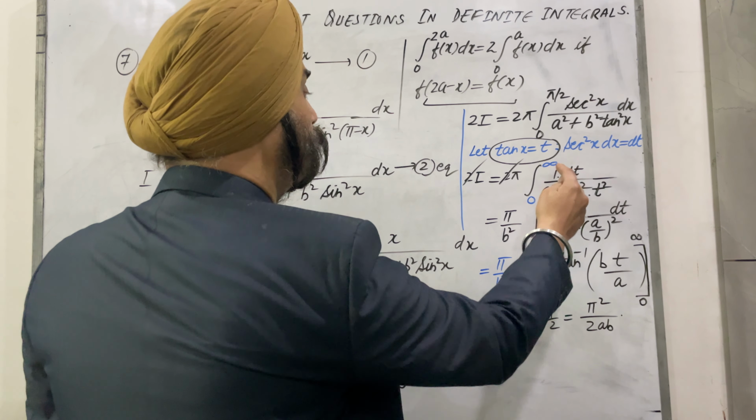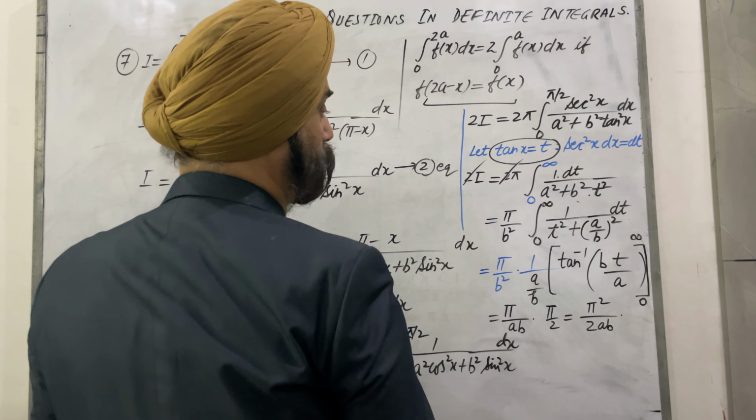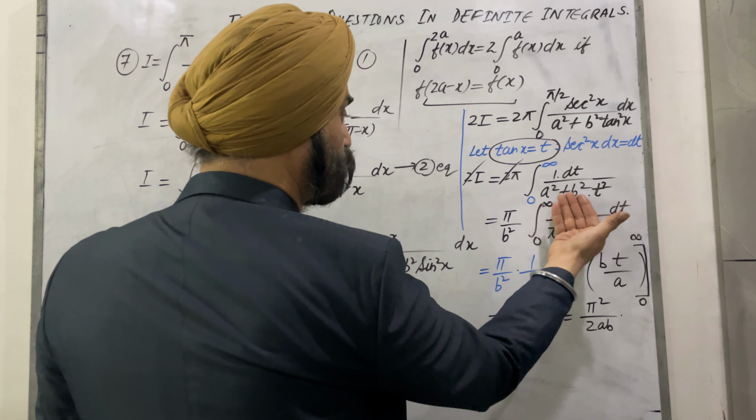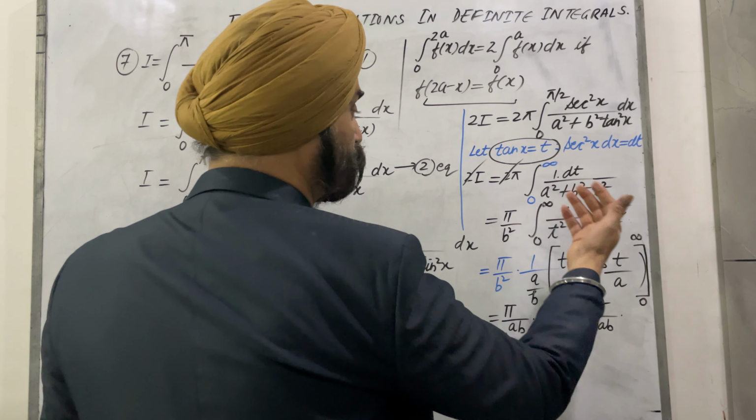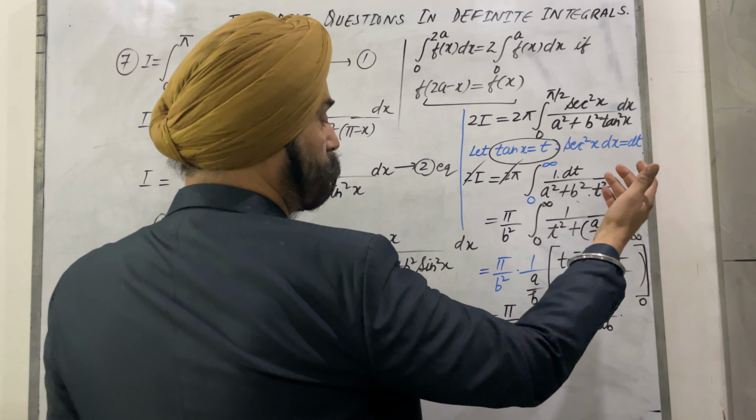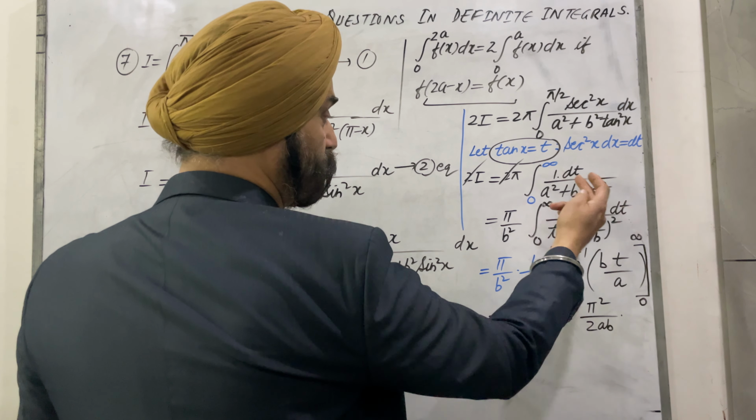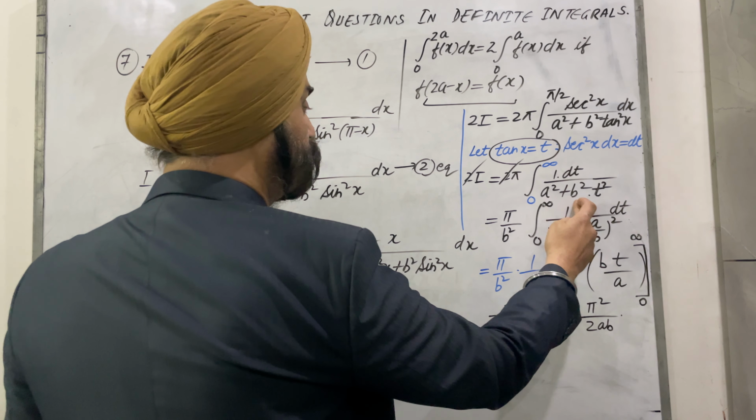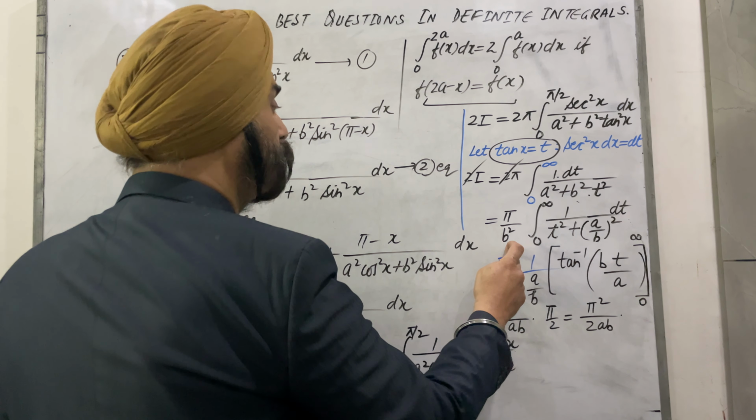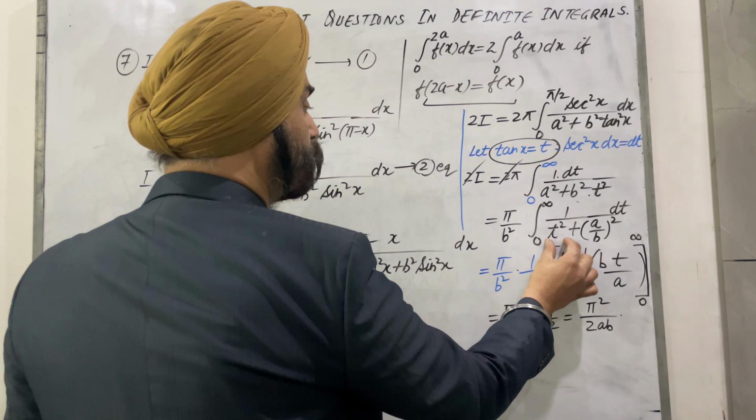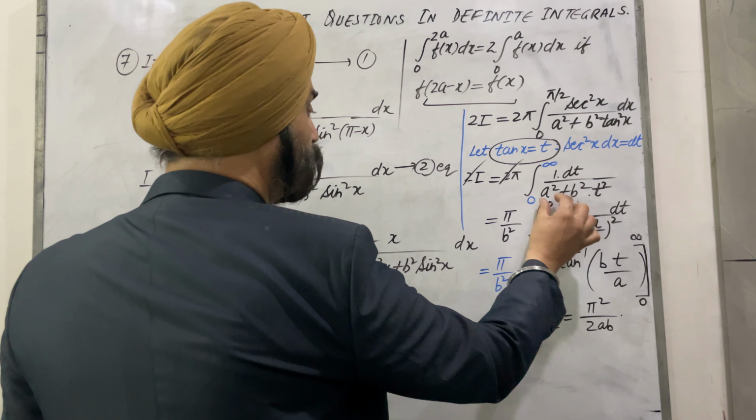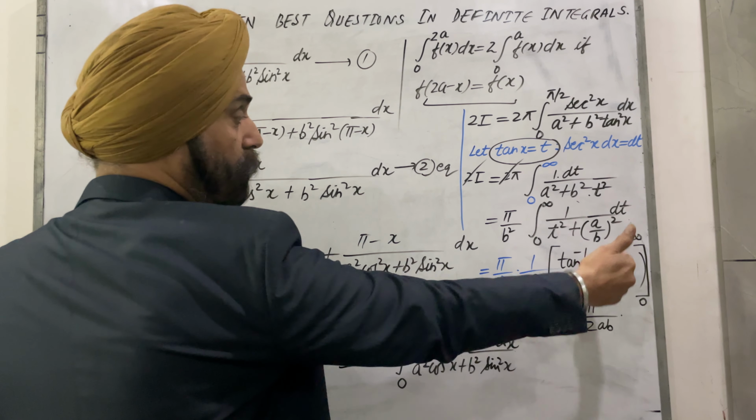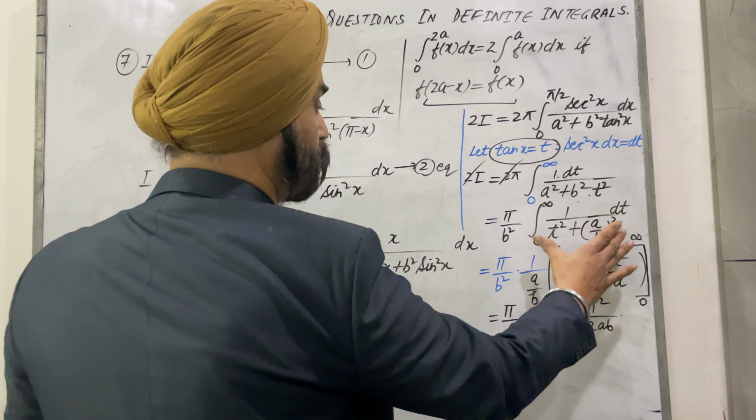Now we wish to apply a standard formula, something resembling 1 upon x square plus a square. But x square plus a square is applicable when the coefficient of x square is 1. In place of x square, we have t square here, so we wish to get rid of this b square. If I take b square as common, this t square I'll prefer writing first, and this adjoining term will be divided by b square. We get a upon b whole square here. So this is the modified version.